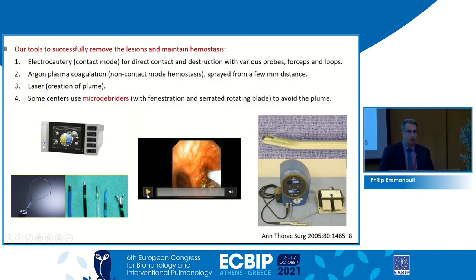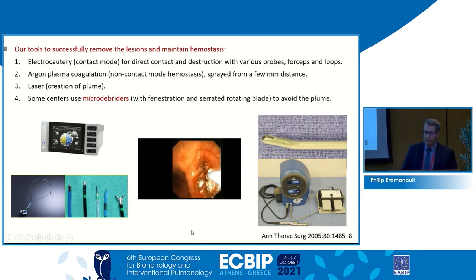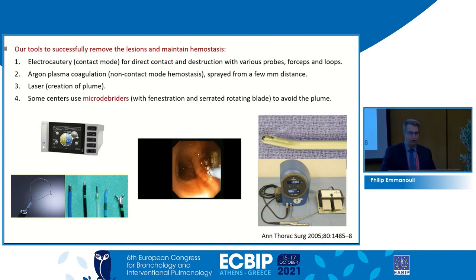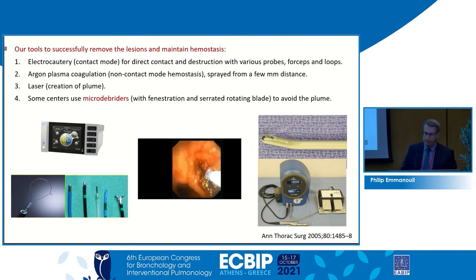So we have the contact mode, which is electrocautery, and we can take biopsies with electrocautery forceps. We have snares for larger lesions, and for hemostasis, we have argon plasma coagulation. It is a non-contact mode. We eject argon plasma on the hemorrhage, and we can have a good management of the bleeding.